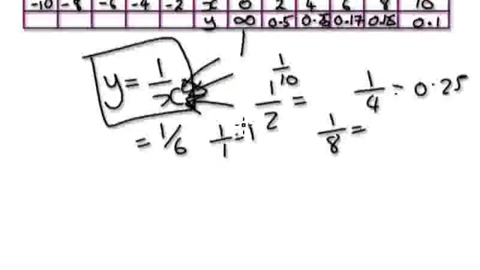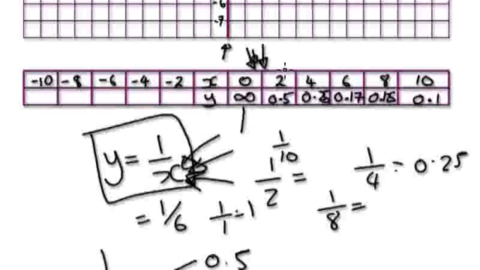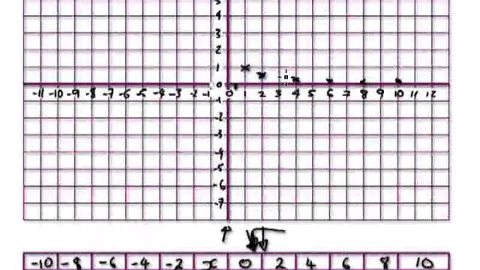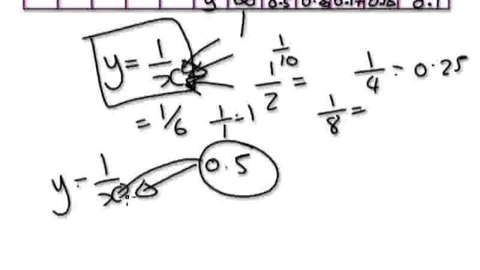Okay. So y equals 1/x. Now let's put 0.5 into the x. So I'm trying to select an x between 0 and 2 because there's something clearly happening between 0 and 1. So I'm trying to investigate here. So let's put 0.5 into here.